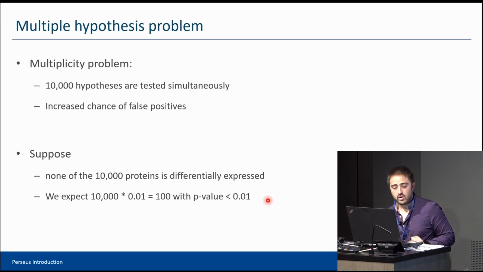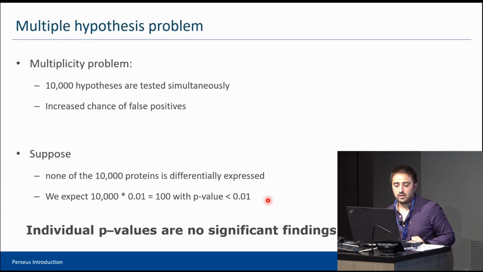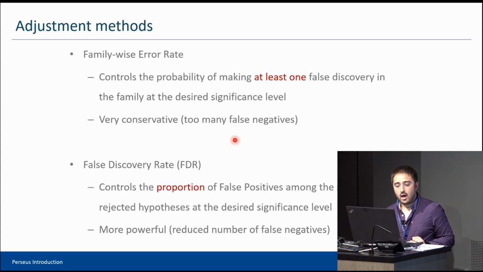And there are a few alternatives for how we correct for this effect. Yes, exactly. Individual p-values are not significant findings, so we have to correct for this effect. There are a few different methods to do that: the family-wise type of methods and the false discovery rate types of methods. And this is the one we use, and I will be explaining it now.